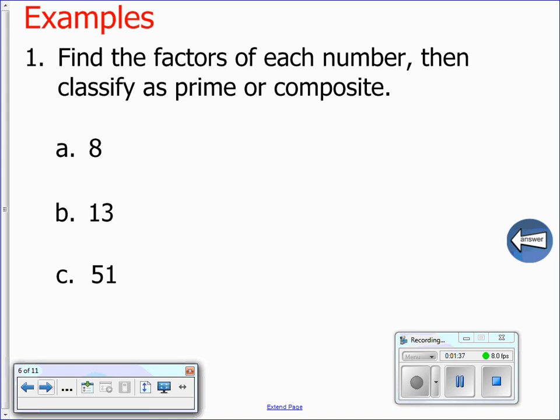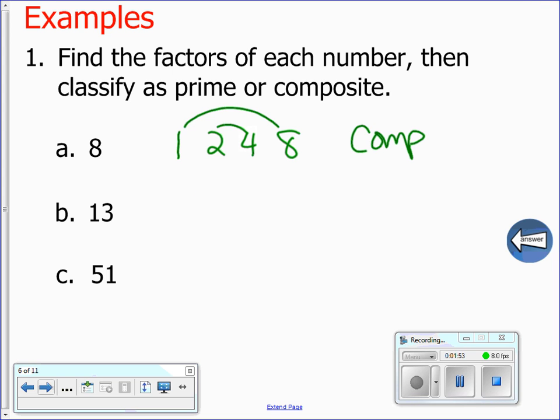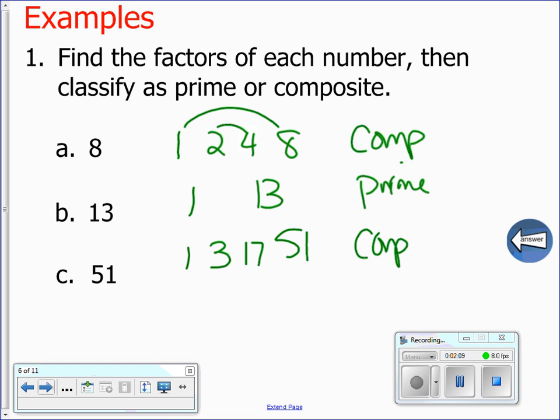Find the factors of each number and then classify as prime or composite. So 8, our factors are 1 and 8, and 2 and 4. I always kind of make that rainbow to make sure that I have them all. And so that means this is composite. 13, the only thing I can multiply to get 13 is 1 and 13. So that means it's prime. 51, I could do 1 times 51, but I can also do 3 times 17. So that's composite.